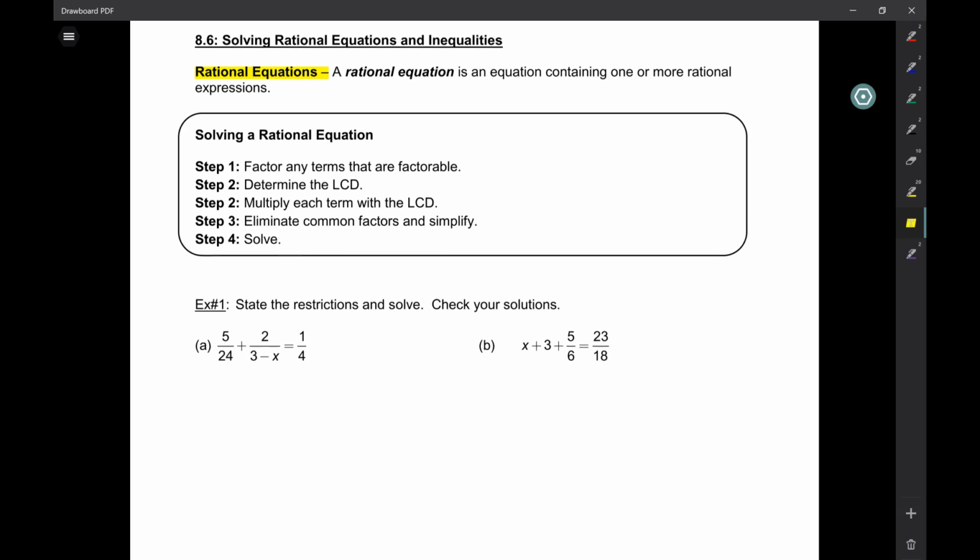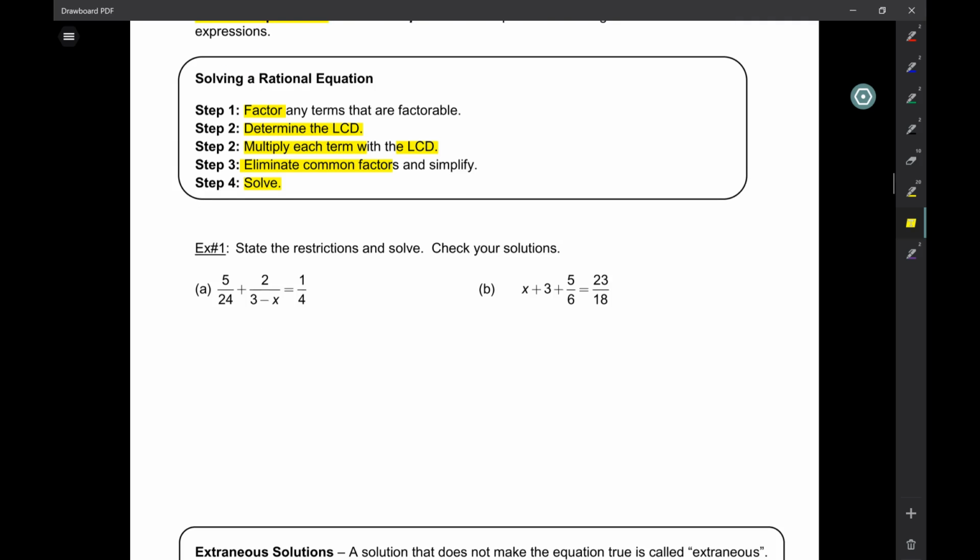Here are some steps to how you solve rational equations. First, factor any terms that are factorable, numerator, denominator, whatever. Then determine the LCD, just like we did before. So you go through all of the fractions and you have to determine the LCD. You have to multiply each term with the LCD. This is important, every single term. Eliminate common factors and then solve. Okay, so let's do one.